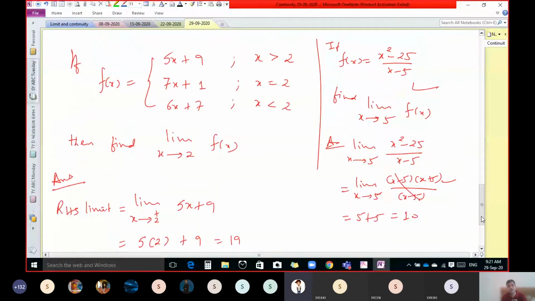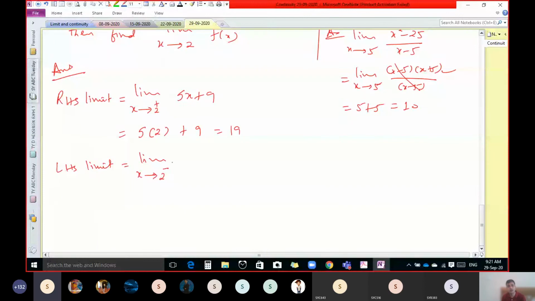First, second, or the third? Third one. The function is 6x plus 7. And now tell me what we have to do. We put x is equal to 2. Yes, 2. The actual value is not 2, it is 1.9999999. But you can write 1.99999 as 2. So we get 12 plus 7, 19.